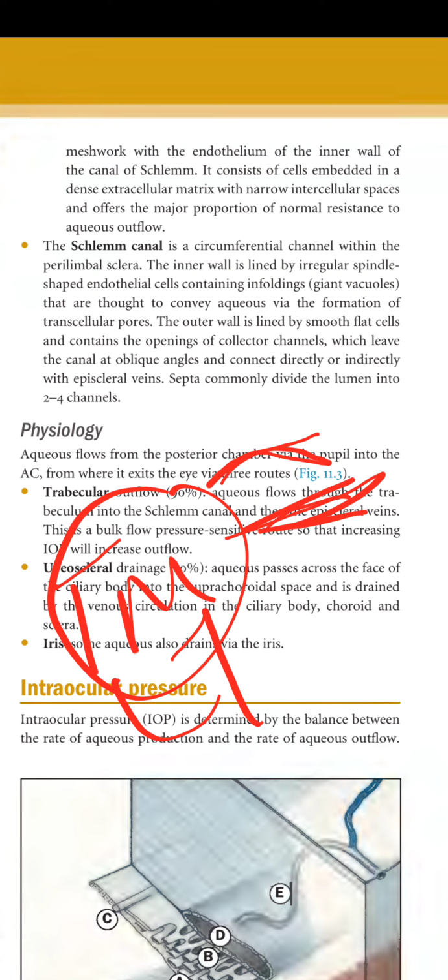The inner wall is lined by the irregular spindle-shaped endothelial cell containing enfoldings, giant vacuoles, and are thought to convey aqueous via the formation of the transcellular pore. The outer wall is lined by smooth flat cells and contain the opening for the collector channel, which leaves the canal at an oblique angle and connect directly or indirectly with the episcleral vein. Septa commonly divides the lumen into 2 to 4 channels.